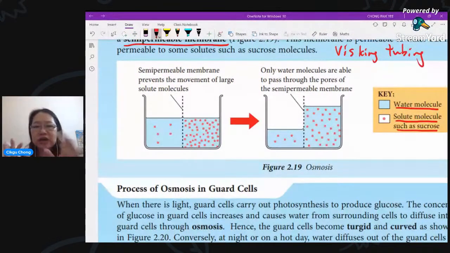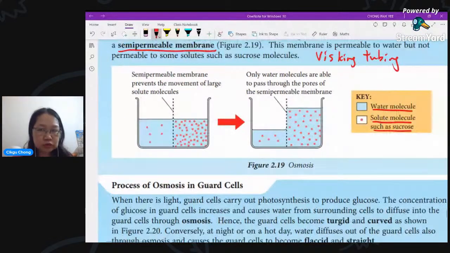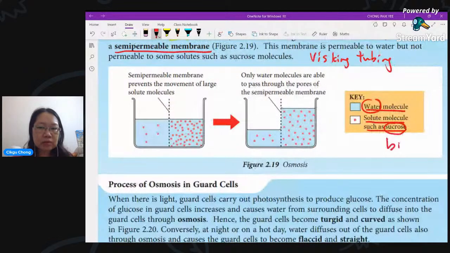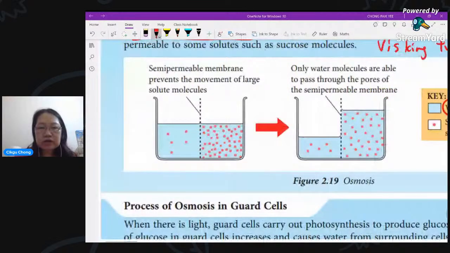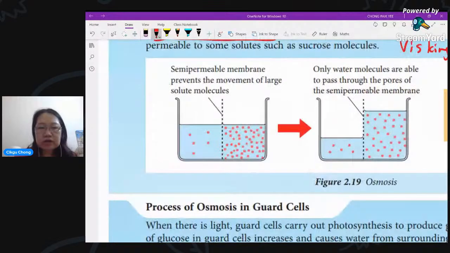Okay, now let's look at this. If we compare water and sucrose, sucrose is a big molecule, while water is a smaller size. So I draw two different ones: the sucrose is big size, the water is small size. When you separate them like this, one side has more sugar, high sugar, sucrose more. This side, sucrose less, correct?